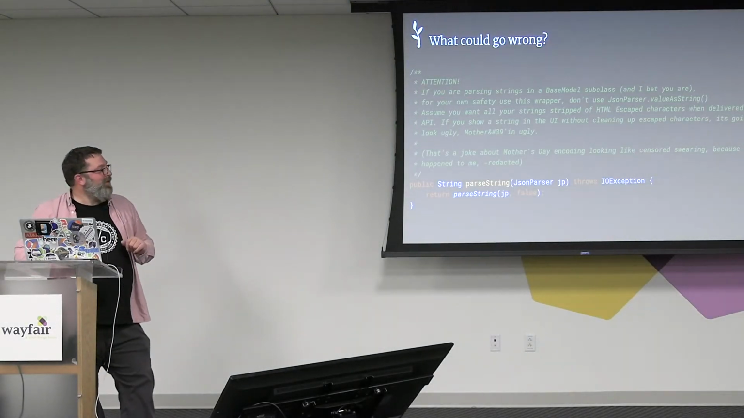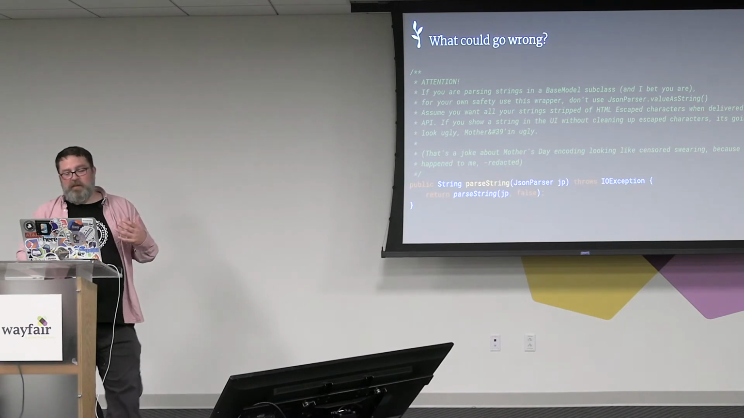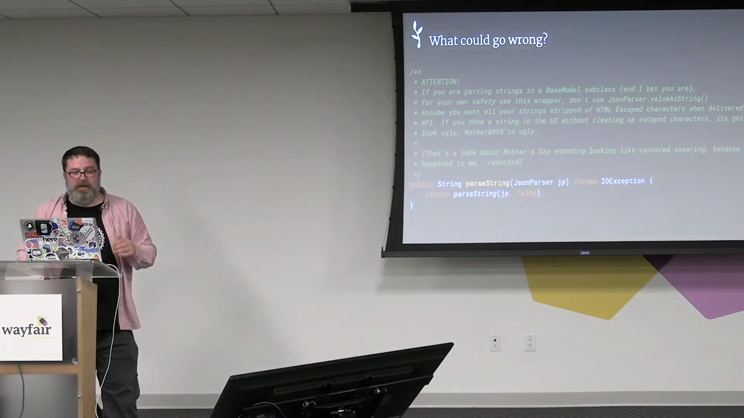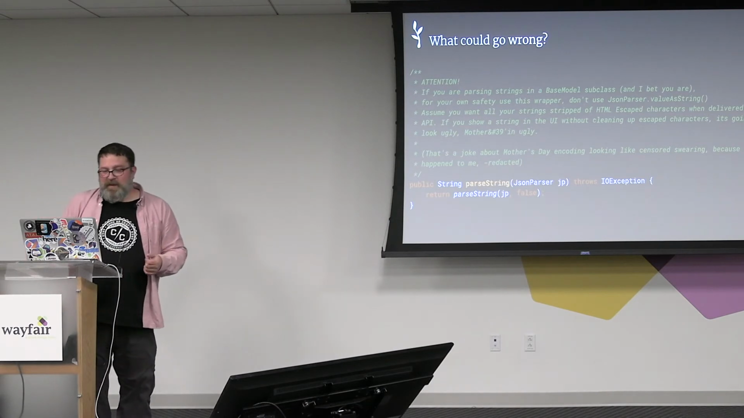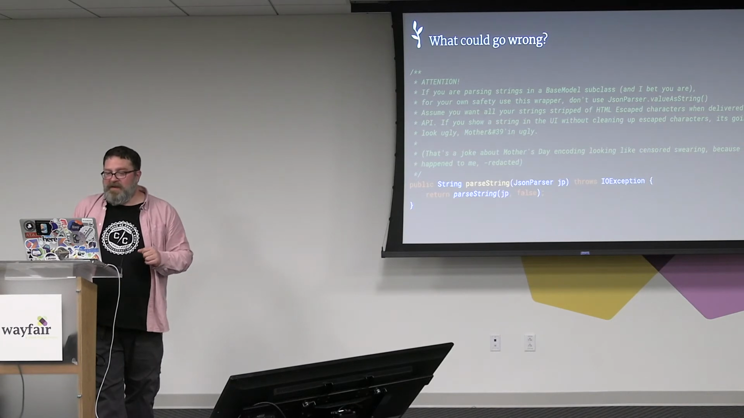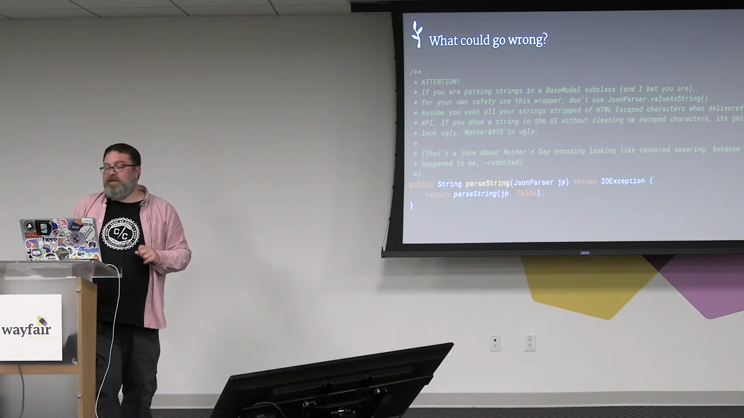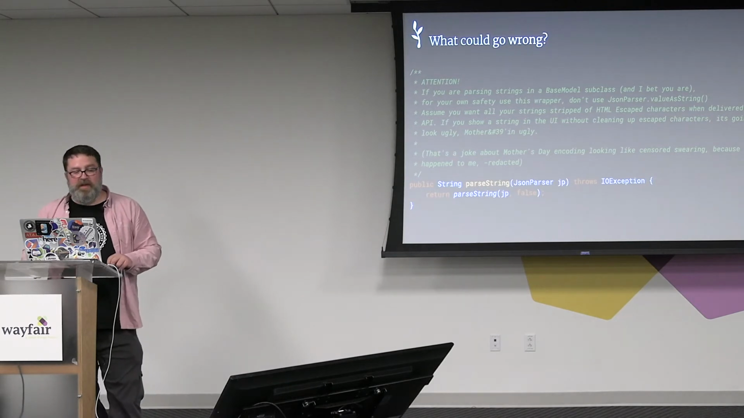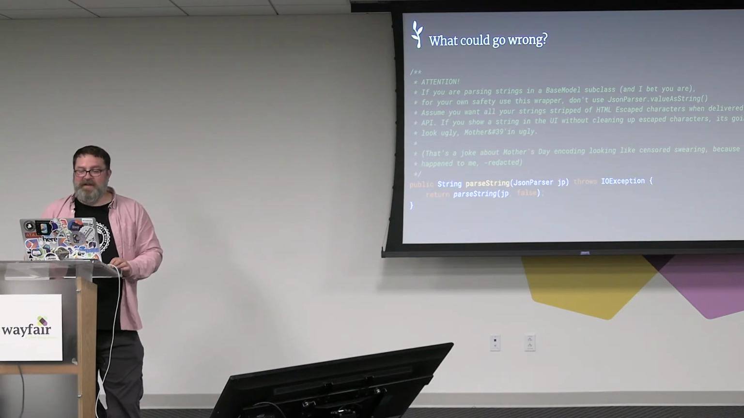So what could go wrong is actually the next question. This is one of my favorite code comments in the Etsy code base. I'm just going to read it quickly to everyone. "Attention, if you are parsing strings in the base model subclass, and I bet you are, for your own safety, use this wrapper. Don't use JSON parser value as string. Assume you want all your strings stripped of HTML escaped characters when delivered by the API. If you show a string in the UI without cleaning up escaped characters, it's going to look ugly. Mother beeping ugly." That's a joke about Mother's Day in coding looking like censored swearing, because it happened to me.